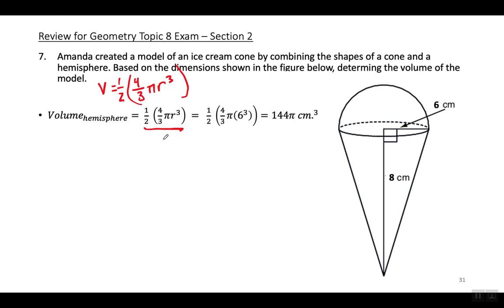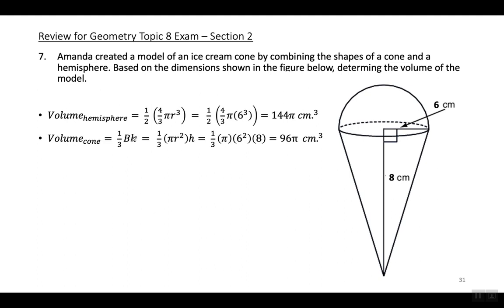So the volume of this hemisphere, when you plug in the numbers, the radius is 6. Work that out, and you're going to get 144 pi cubic centimeters. Now let's find the volume of the cone.